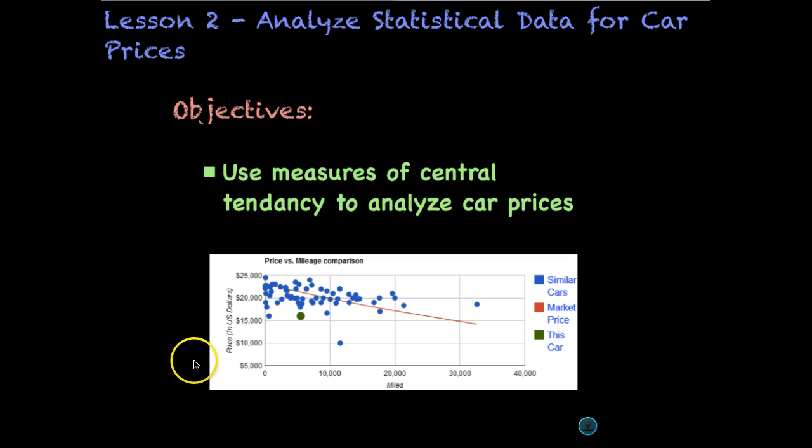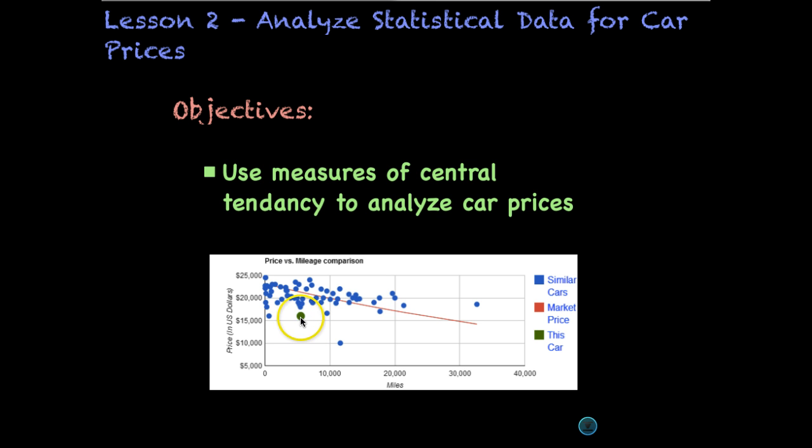I've included a graph here. This is a scatter plot comparing different vehicles. This is another way to analyze data to help us make a decision. In the past, you have created scatter plots and drawn lines of best fit to help determine whether there was a correlation. In this case, we are drawing a scatter plot and we're using the market price, which is graphed, similar to a line of best fit, to determine where the vehicle that we found fits in.